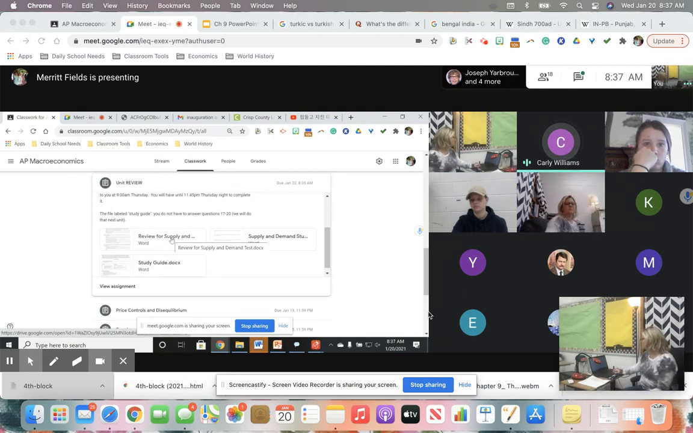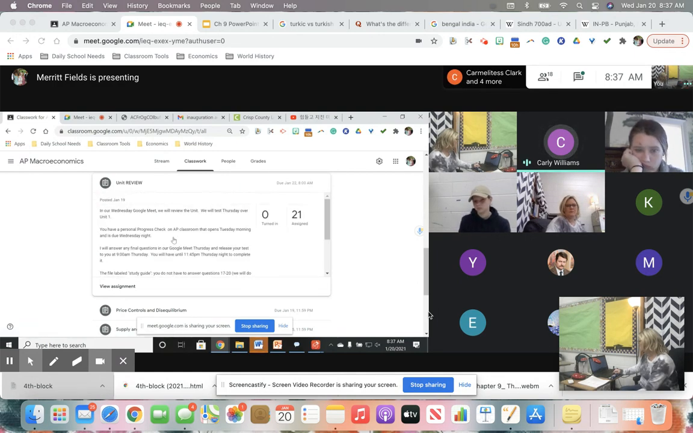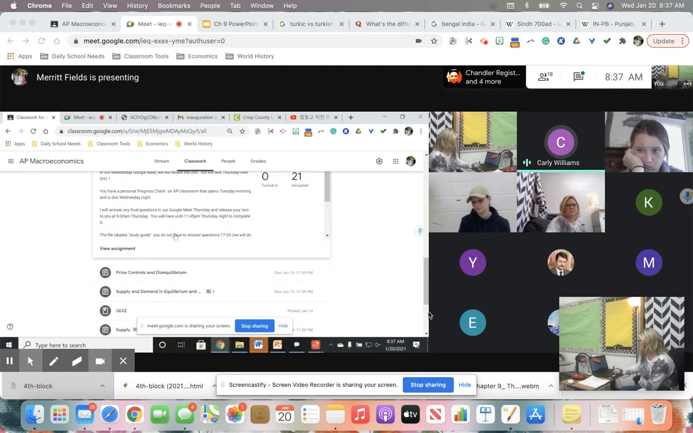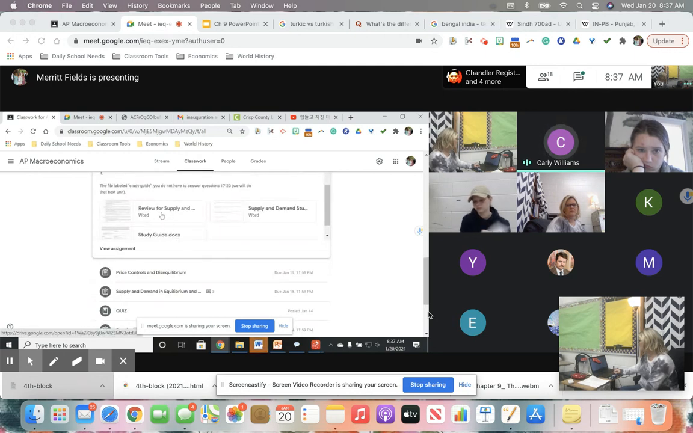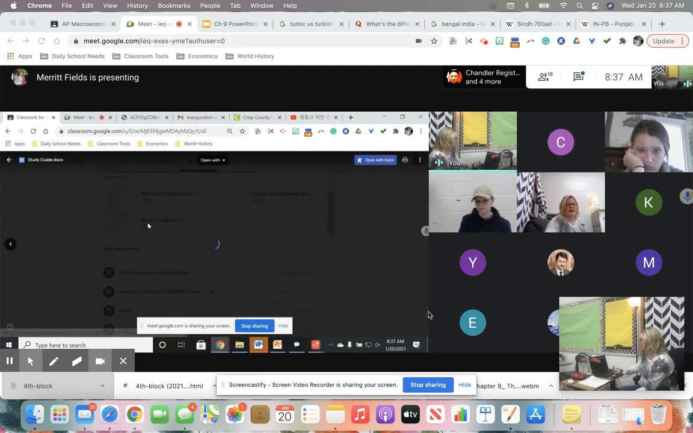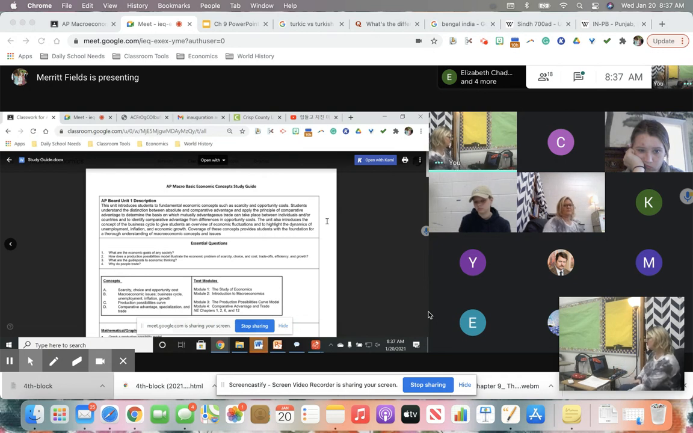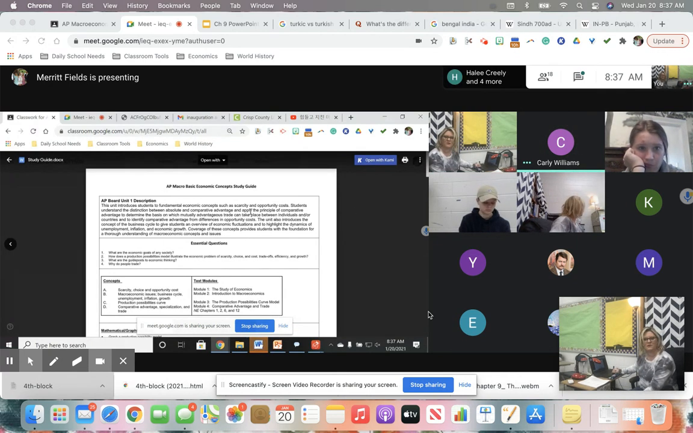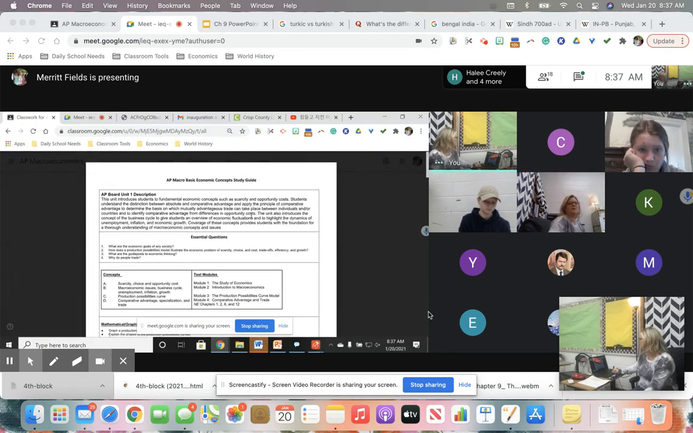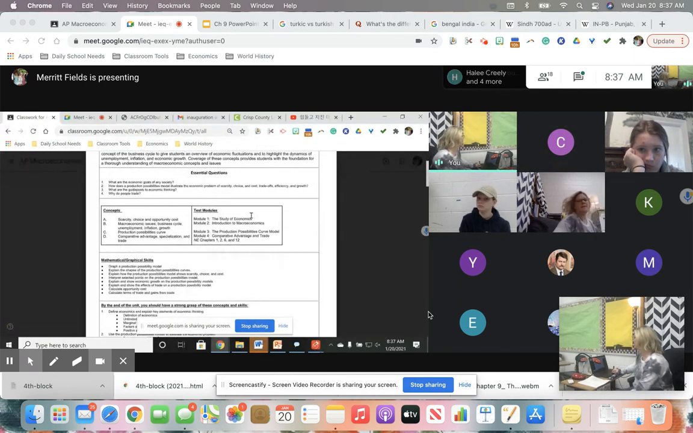It's the one at the top. It says AP Macro Basic Economic Concept Study Guide. When you open it, the first page is like an overview of what you learned in the class. Oh, yeah. This one. Okay. Can you see that? Yes, can y'all see my paper?